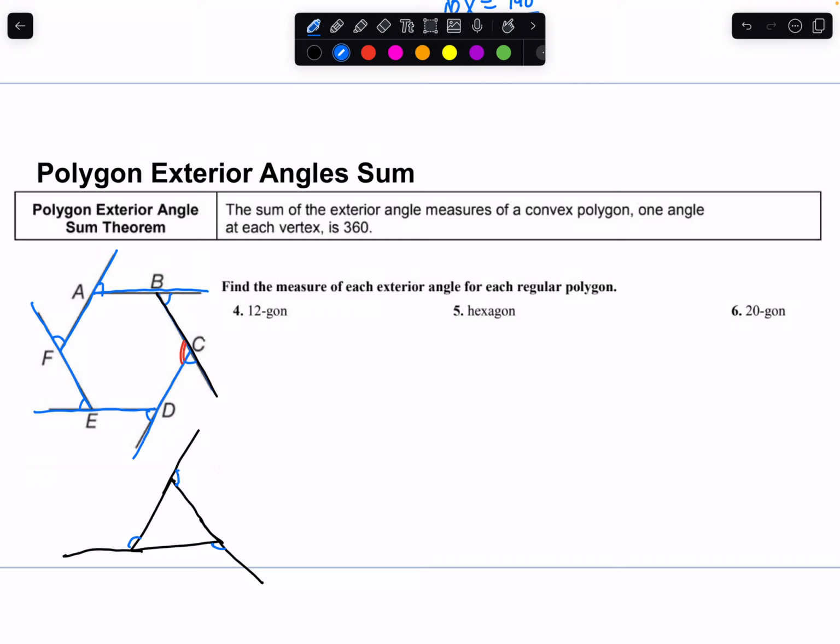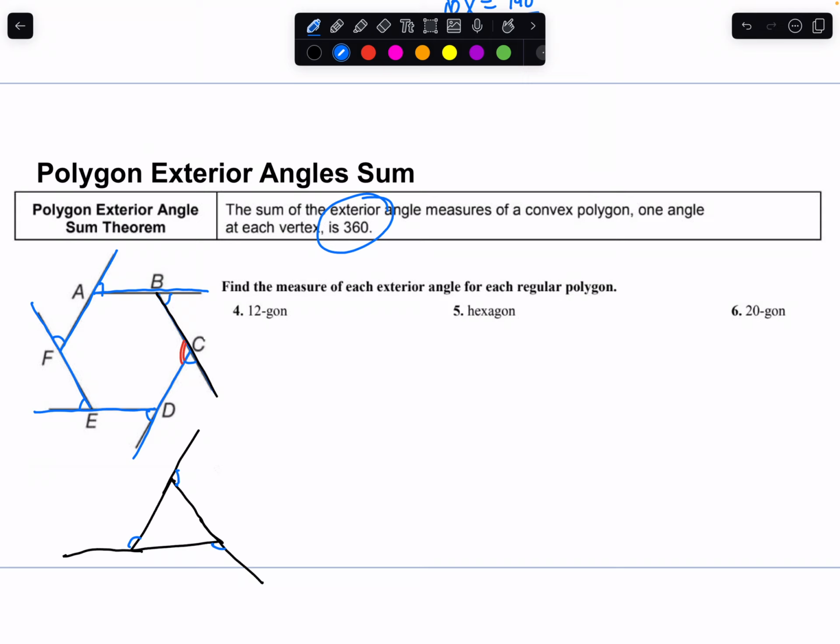Now, the formula here that we're going to talk about is that the exterior angle sum of any polygon will always add up to 360 degrees. The inside will change based on how many sides you have, but the exterior will always be 360 degrees. Do you know why?